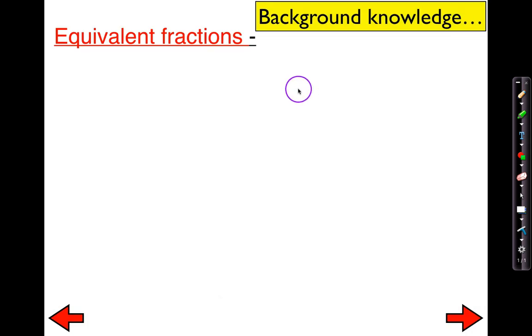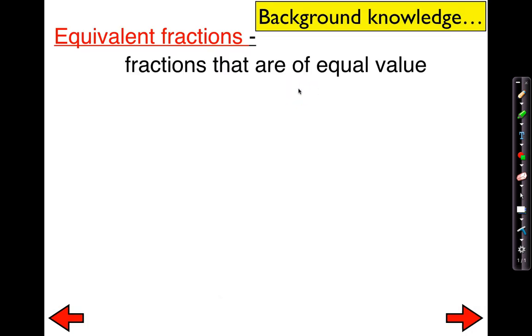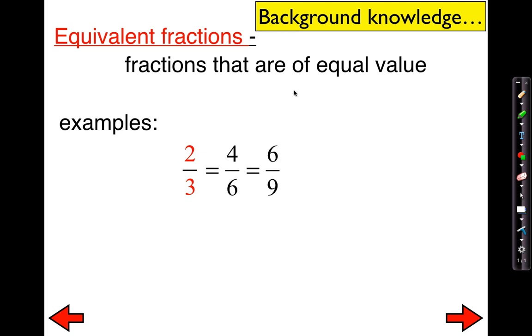Okay, so what is an equivalent fraction? Equivalent fractions are basically fractions that are of equal value. Okay, so here are some examples. 2/3 is equivalent to 4/6, which is equivalent to 6/9, which is equivalent to 8/12. How do I know this? Because if I were to reduce all of these down, I will end up with 2/3.